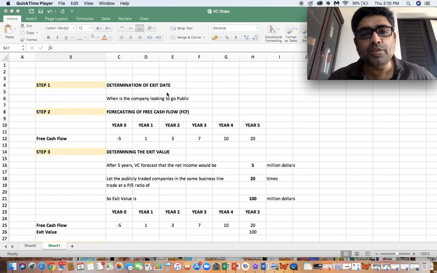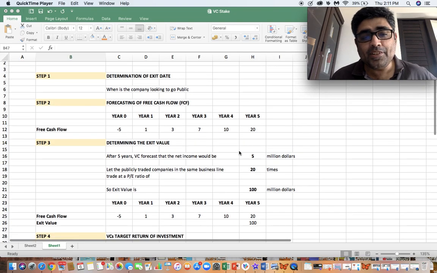The second step is forecasting of free cash flow. Suppose they intend to make an initial investment of $5 million, for which they are looking for a free cash flow of $1 million in year one, $3 million in year two, $7 million in year three, $10 million in year four, and $20 million in year five.